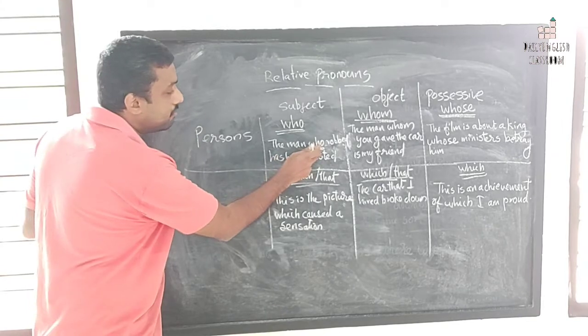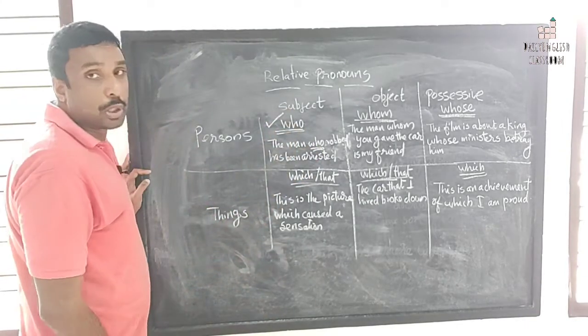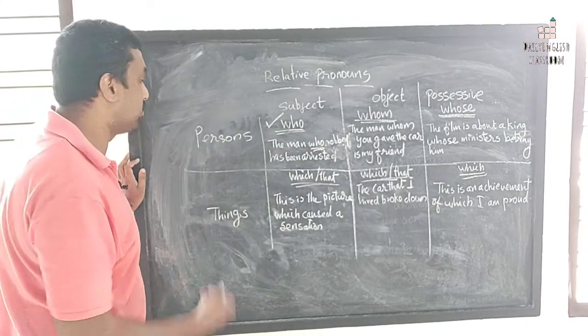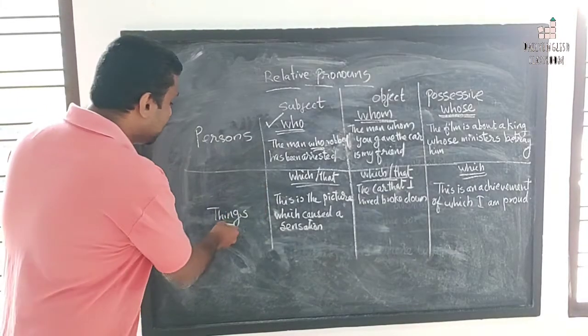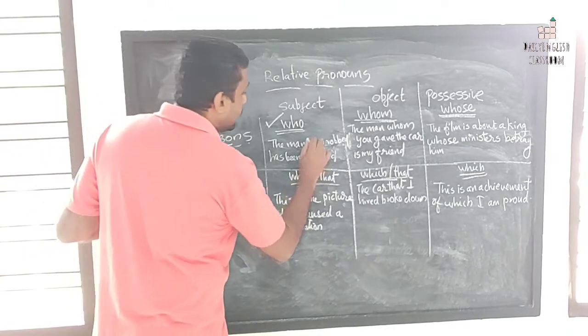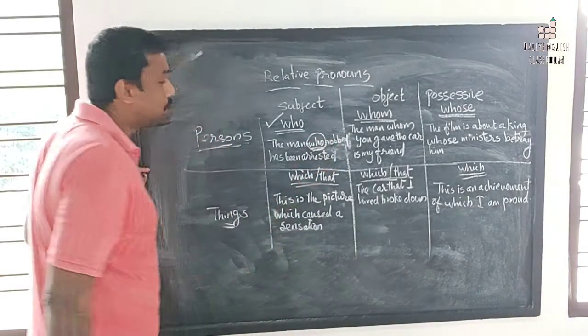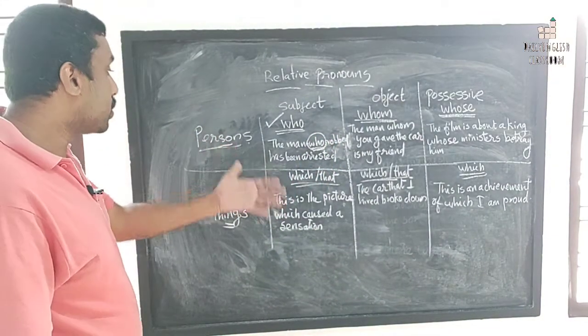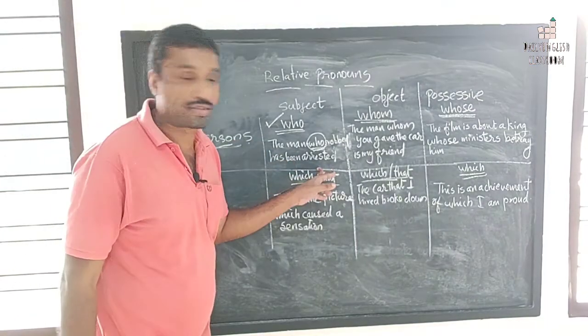So here we have to use this relative pronoun who, not which or that, which we use with things, because here we are talking about a person. So the relative pronoun that you can use here is who. The man who robbed has been arrested.